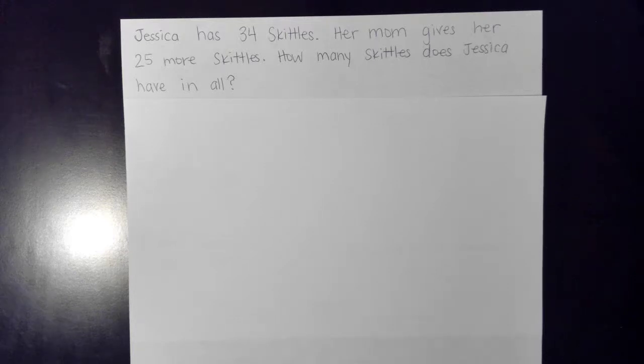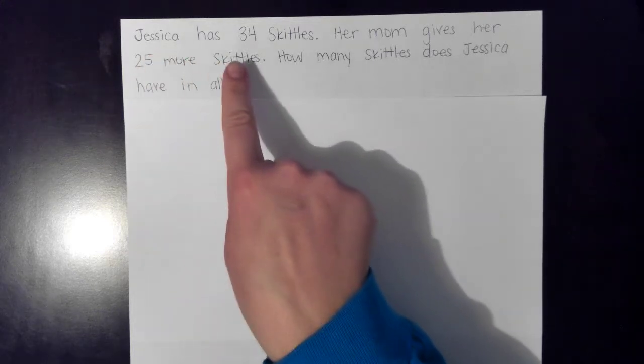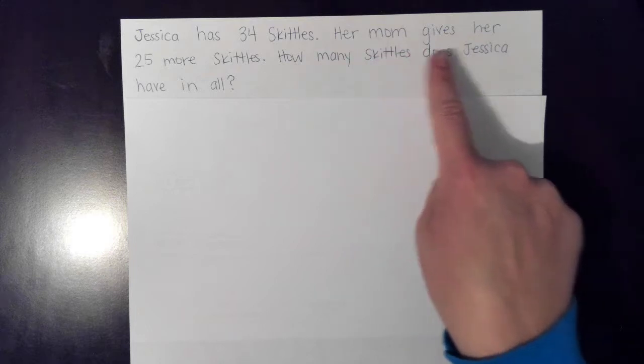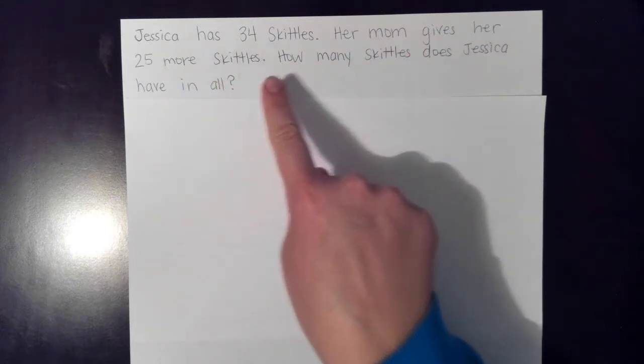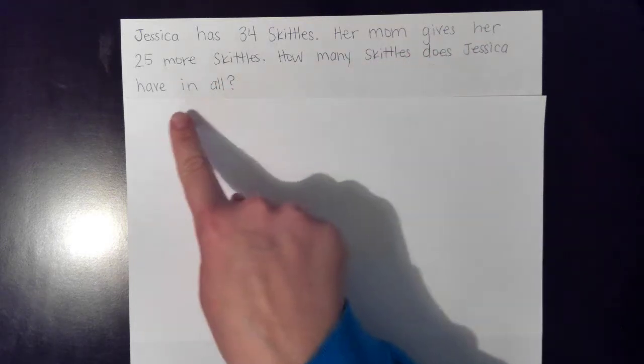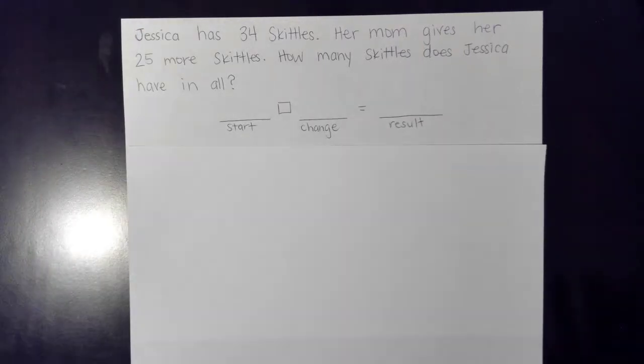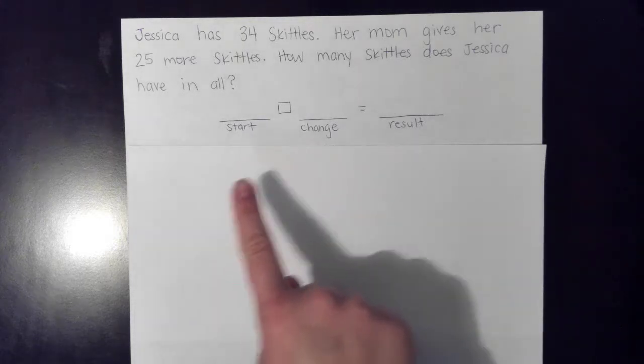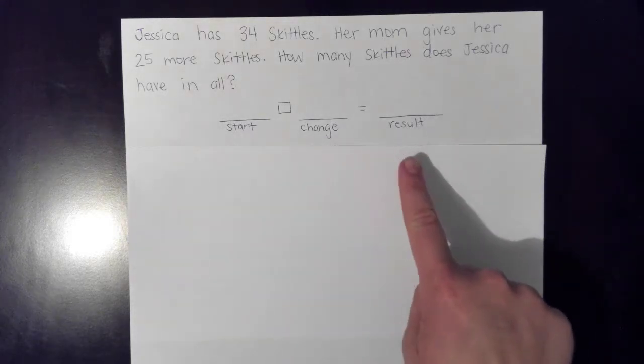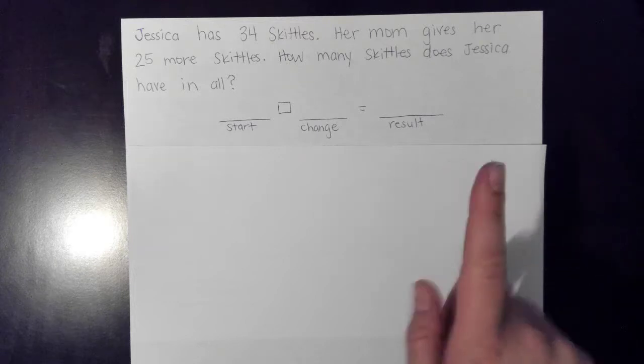So our word problem today is Jessica has 34 Skittles. Her mom gives her 25 more Skittles. How many Skittles does Jessica have in all? So remember, anytime we're adding or subtracting, we know that we have a start, we have a change, and we have a result. So let's think back to this word problem.